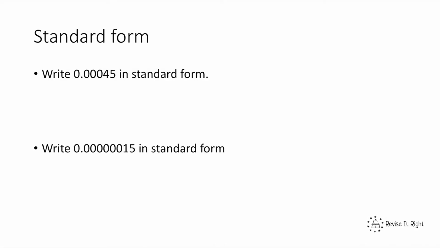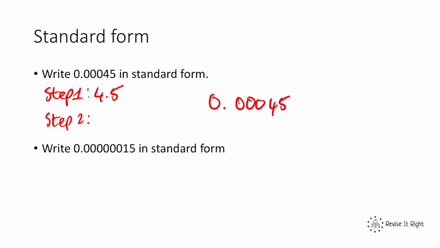Because in biology we're dealing with really small numbers, it is more likely that we will be asked to put numbers in standard form when they are really small, like these numbers here. But the steps stay the same, so I'm going to talk you through them now. So step 1, what number between 1 and 10 can we make this number? We've got 0.00045. The number between 1 and 10 is going to be 4.5. Step 2 is then to count the number of places the decimal has moved to make it 4.5.